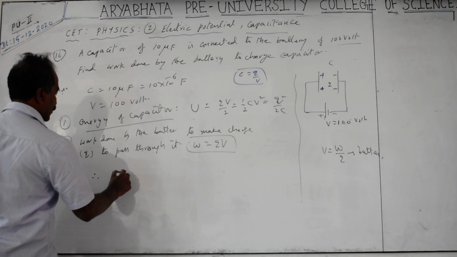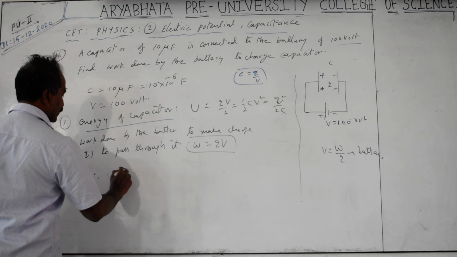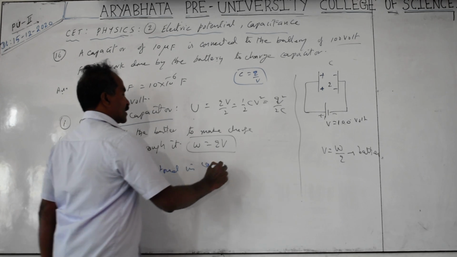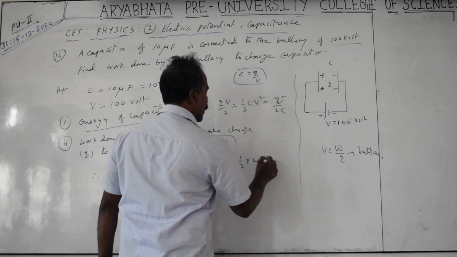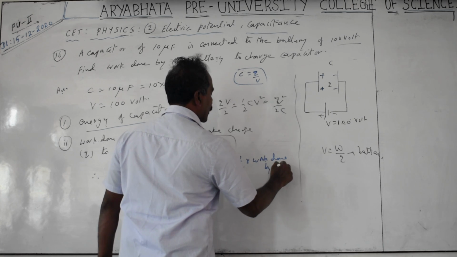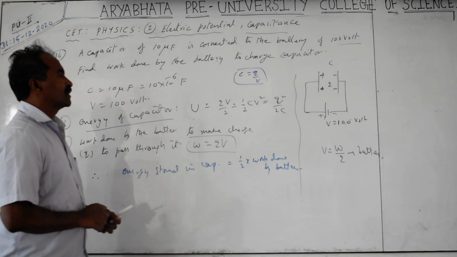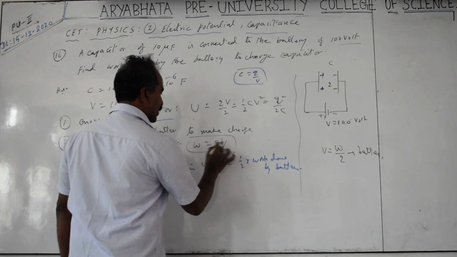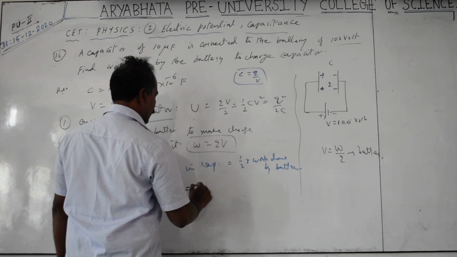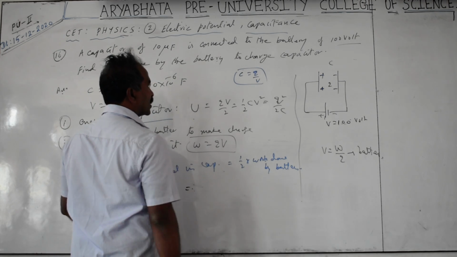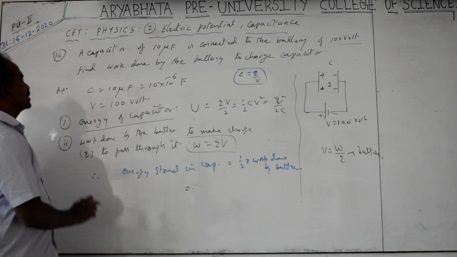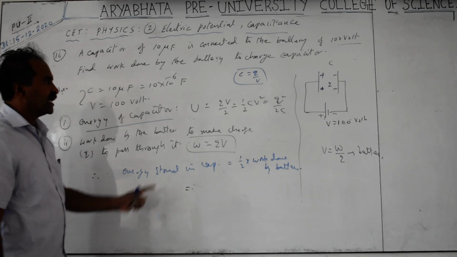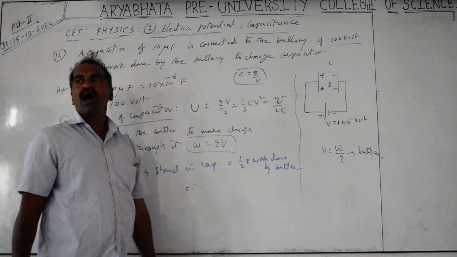Therefore, energy stored in the capacitor is equal to half into the work done by the battery, which is half into QV. But Q is not given. You can calculate Q because you are given C and V. Capacitance is 10 microfarad, that is 10 to the power minus 6, and V is 100 volts. You can use that relationship or any other relationship. Energy stored is half CV square.